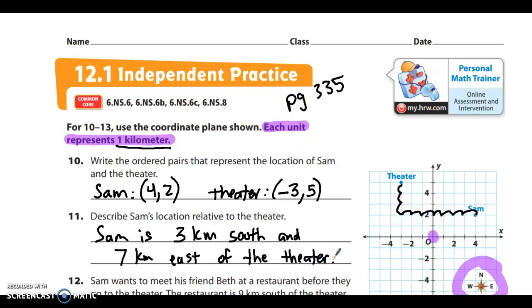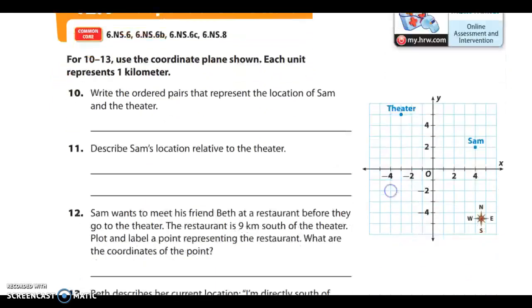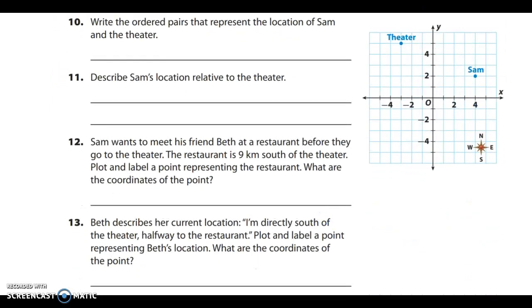All right, let us move on. I'm going to have to erase these answers and scroll up. We're on now 12 and 13. 12 reads, Sam wants to meet his friend Beth at a restaurant before they go to the theater. The restaurant is 9 kilometers south of the theater. It doesn't say anything about being east or west, so if we know it's 9 kilometers south of the theater, then we just count down 9 spaces. So that would be 1, 2, 3, 4, 5, 6, 7, 8, 9.